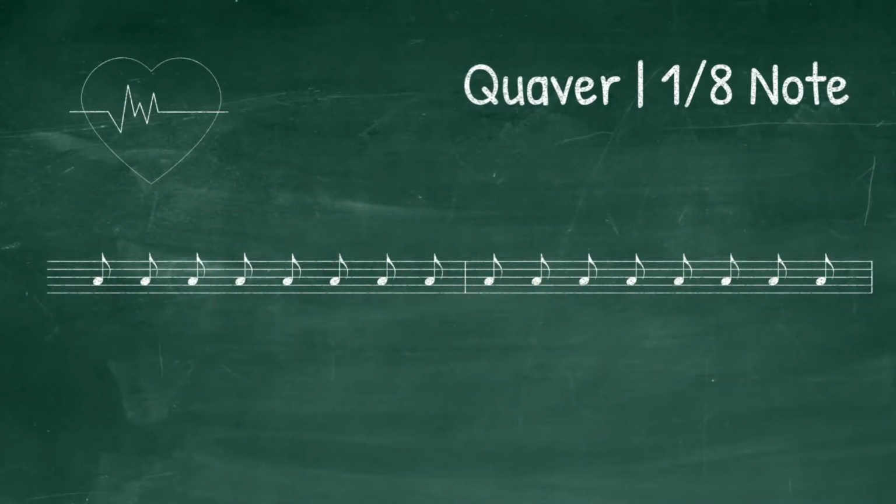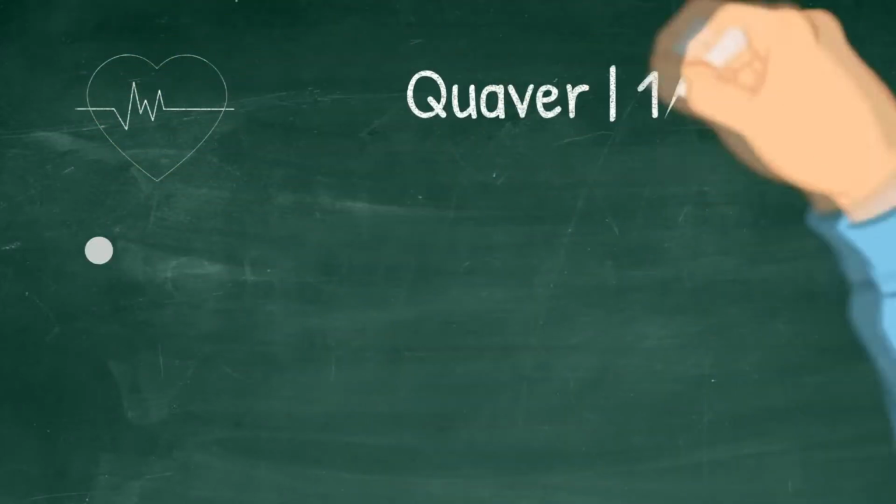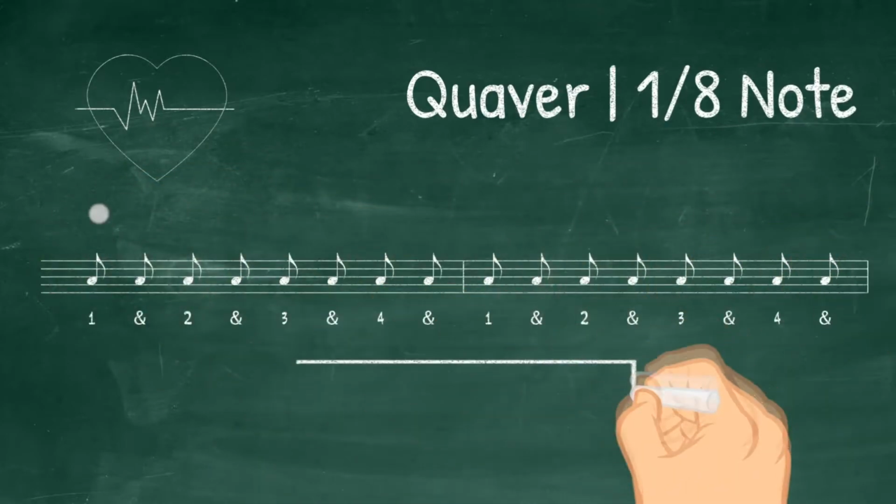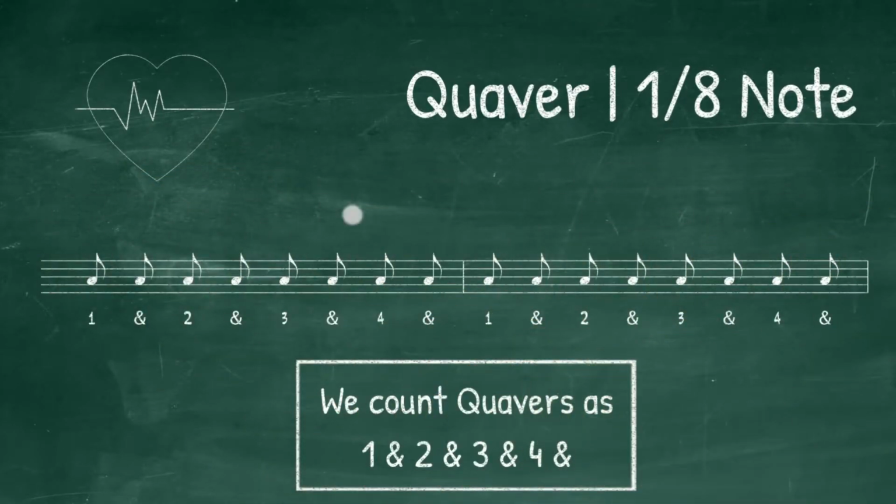A simple way to count these is 1 and 2 and 3 and 4 and. Let's hear that. 1 and 2 and 3 and 4 and 1 and 2 and 3 and 4 and. That's great. Now we can count and read eighth notes.